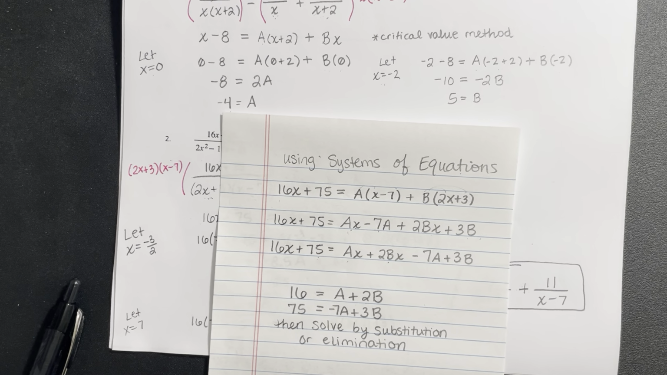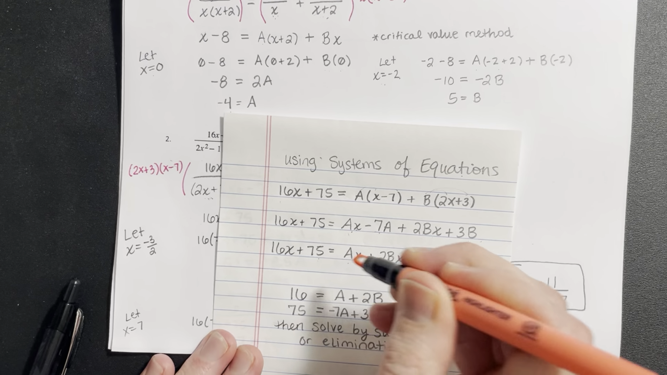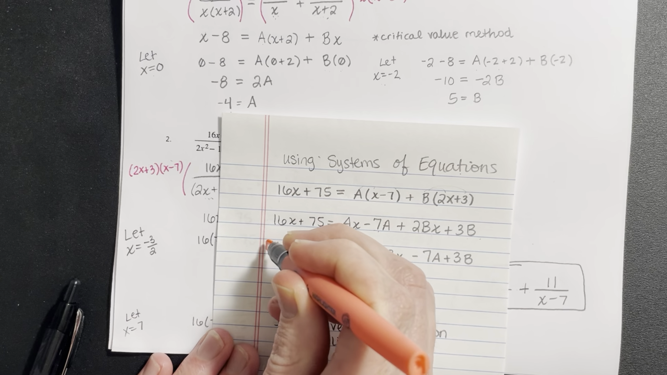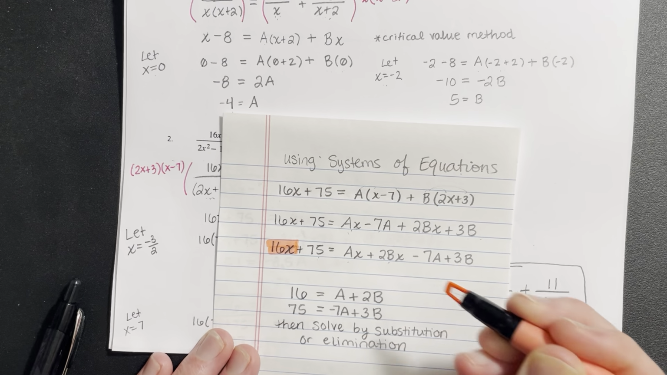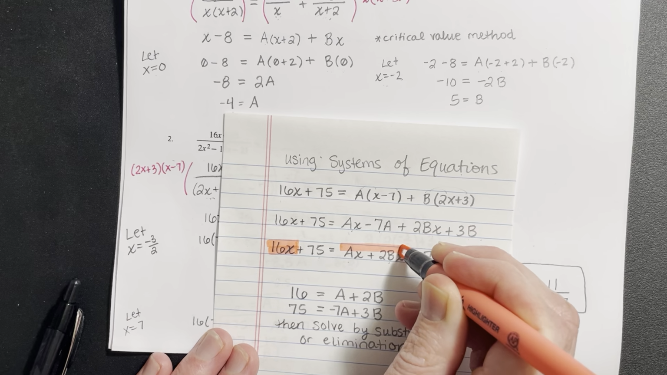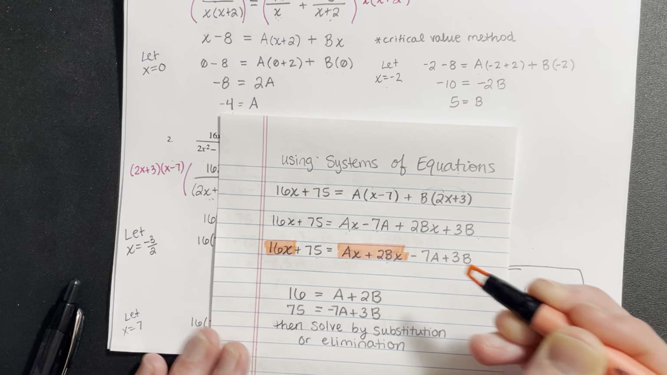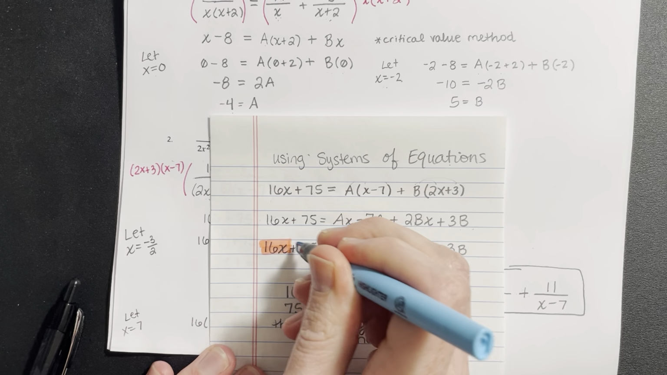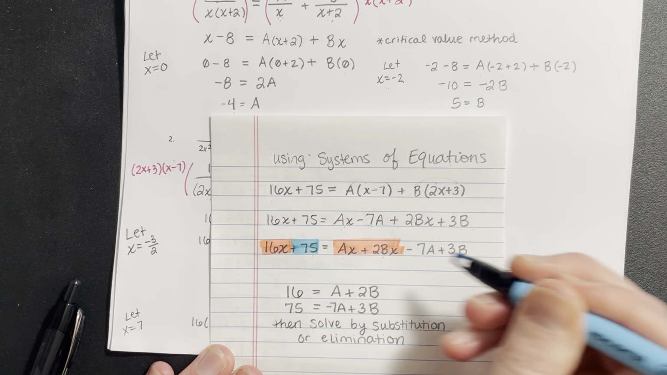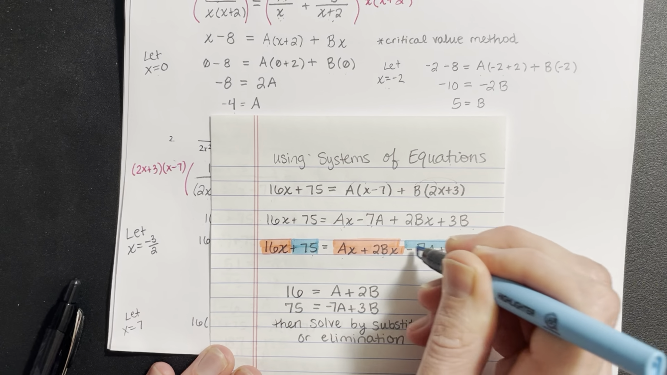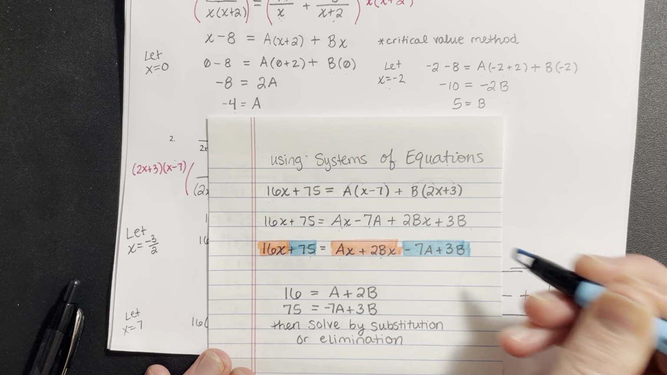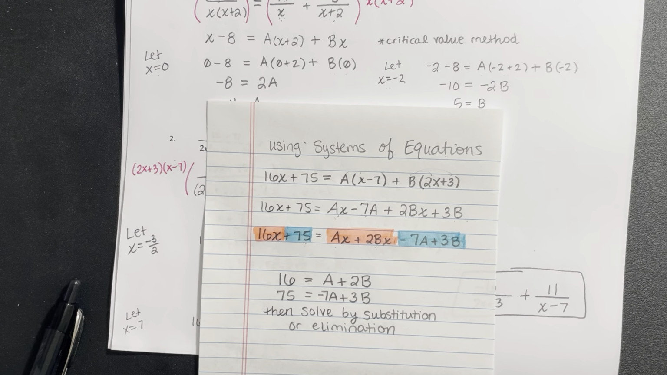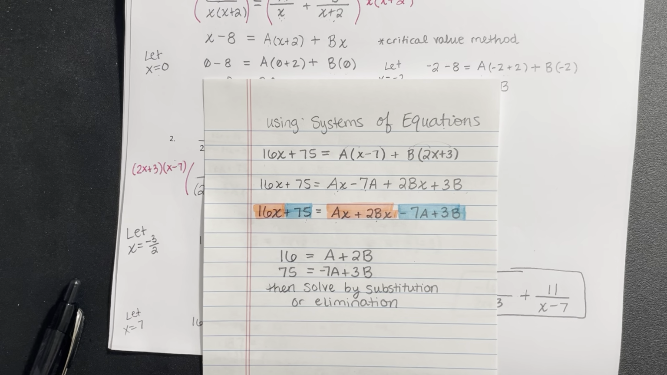Now what we have are constants and linear terms in this case. So there's a 16x that would have been equal to ax plus 2bx. There's also a positive 75 here that is equal to negative 7a plus 3b. That creates our system of equations.